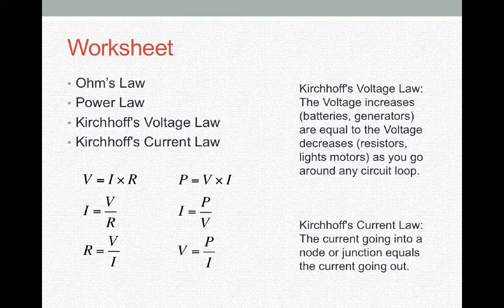So here's the worksheet summation of the laws that we talked about during this video. Ohm's law is V is equal to I times R. Voltage is equal to current times the resistance. The power law: power is equal to voltage times current, or P is equal to V times I. And then we talked about Kirchhoff's voltage law, meaning that the increases in voltage have to equal the decreases in voltage as you go around any circuit loop. And Kirchhoff's current law, meaning that the current going into a node has to equal the current coming out of the node.